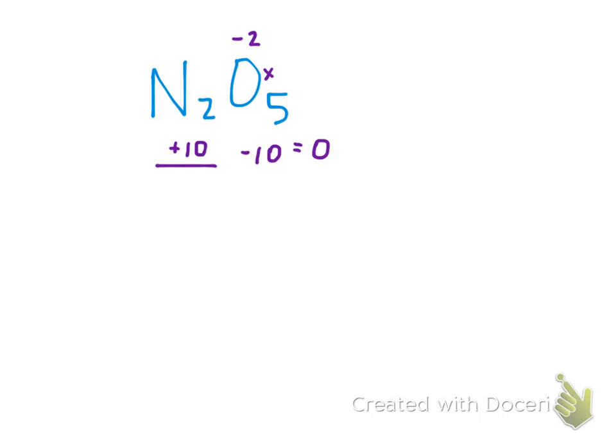+10. And how many nitrogen atoms have to split that +10? 2, right? So you could divide by 2 to get it back up here. So +5. Okay, so that means when we give our final answer, nitrogen is equal to +5, and oxygen is equal to -2.